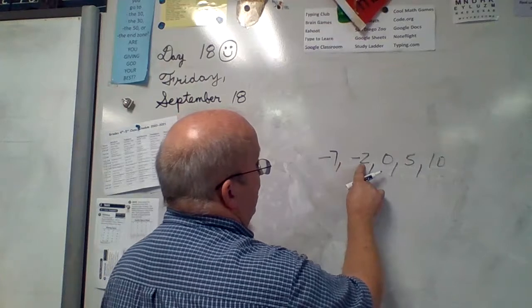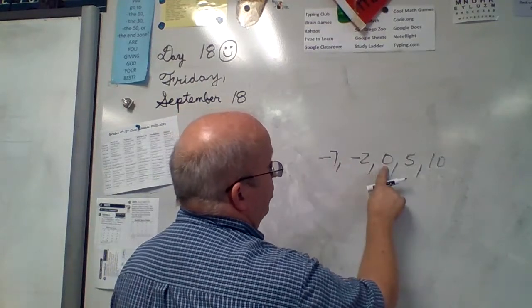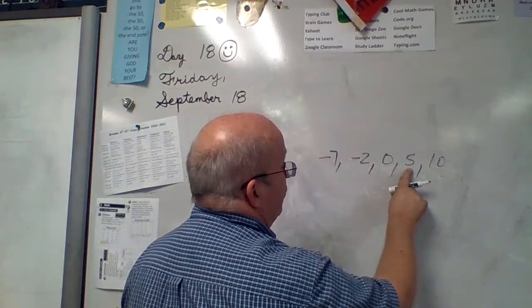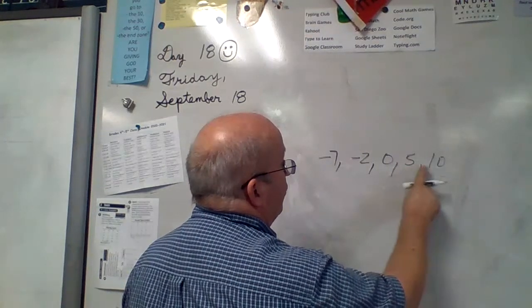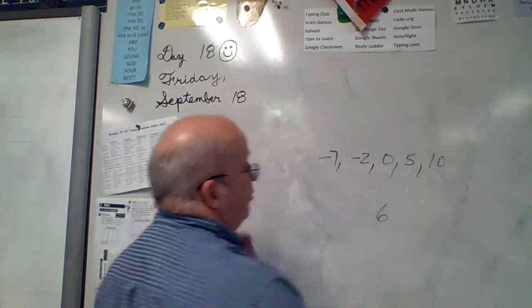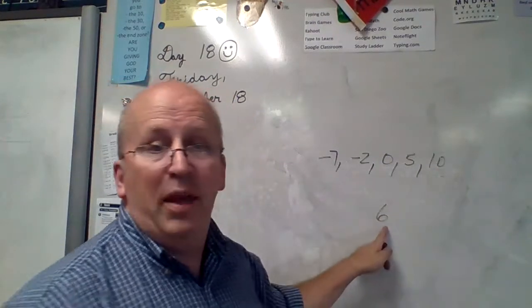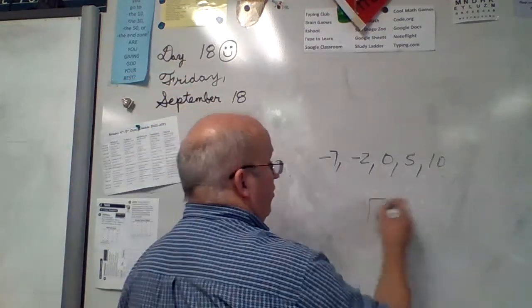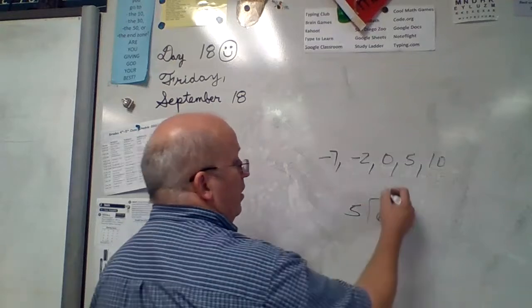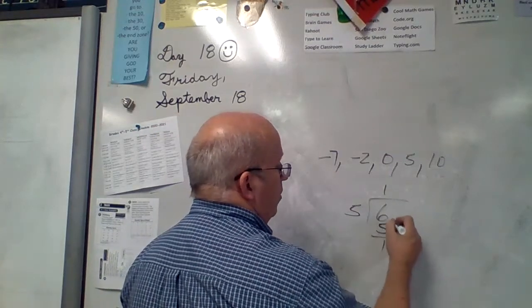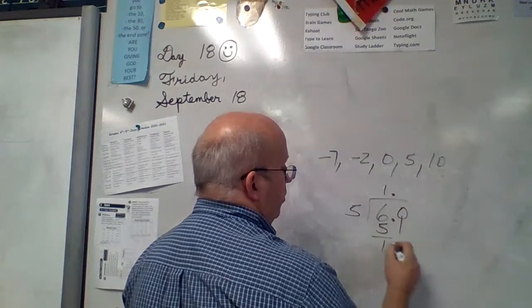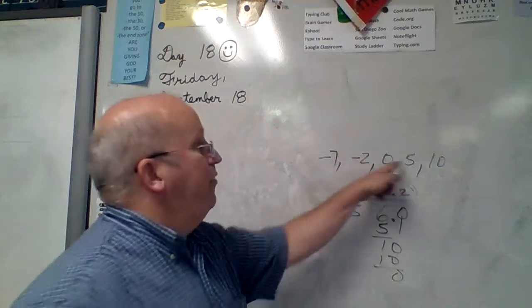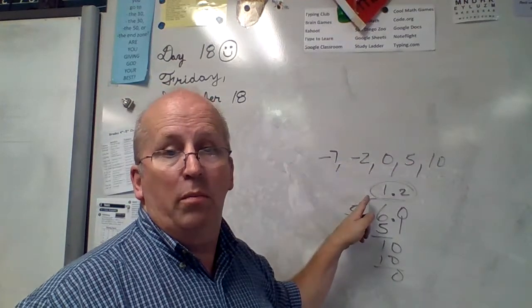This plus this is negative 9. Negative 9 plus 0 is negative 9. Negative 9 plus 5 is negative 4. And negative 4 plus 10 is a positive 6. So these numbers add up to make 6. Now I'm going to divide by the amount of pieces of data. In this case, there's 5 pieces of data, and it goes into 6 once. Going to have a decimal point, bring down a 0, goes into it twice. Done. The average of these numbers is 1.2.